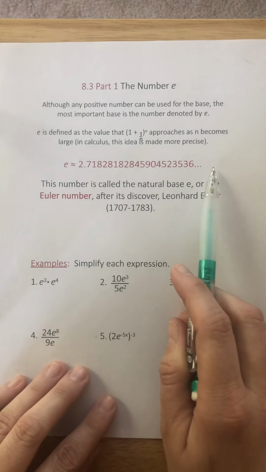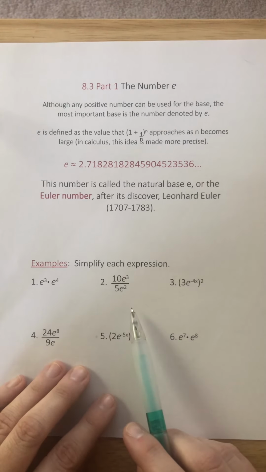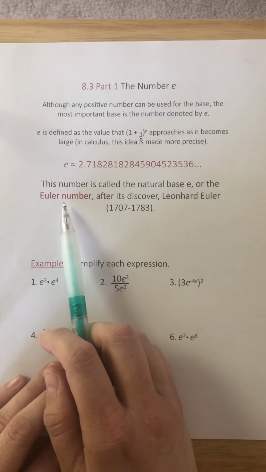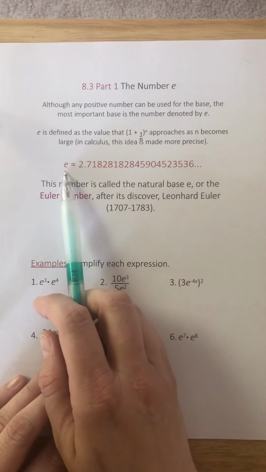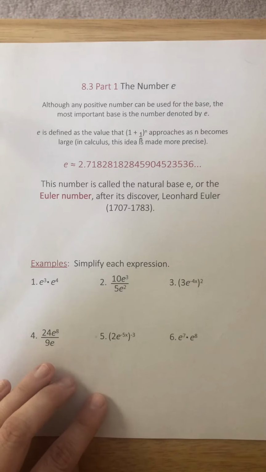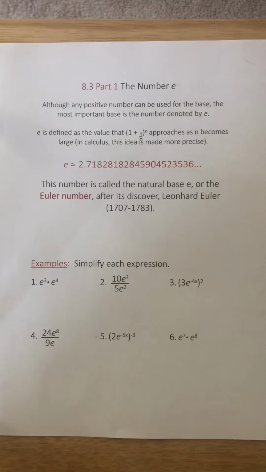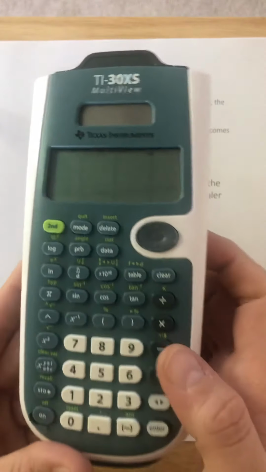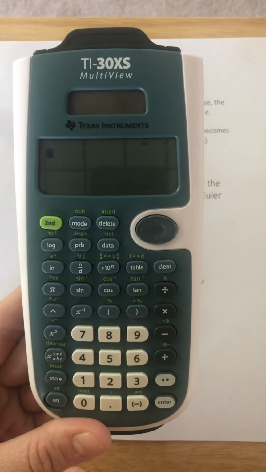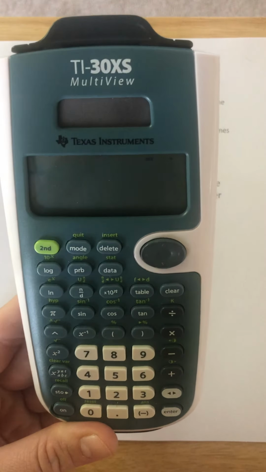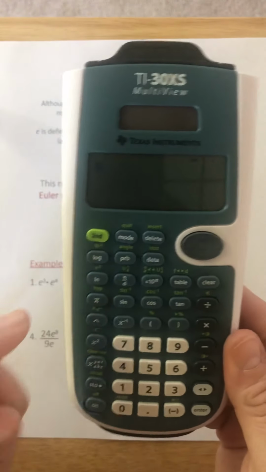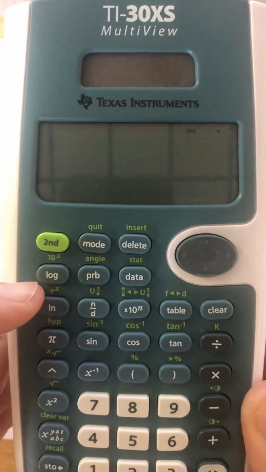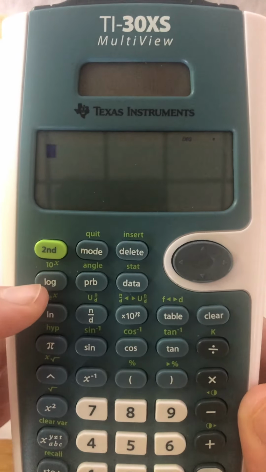The reason that it's called e is they named it after the person who discovered it, Leonard Euler. So it's called the Euler number, but they use e because he's the one who discovered it. Now if you have a calculator, because at some point you're going to need a calculator, you see that there is an e button on here. My calculator, it's right here in green. Can you see that? Right above this button that says LN, it's right here.